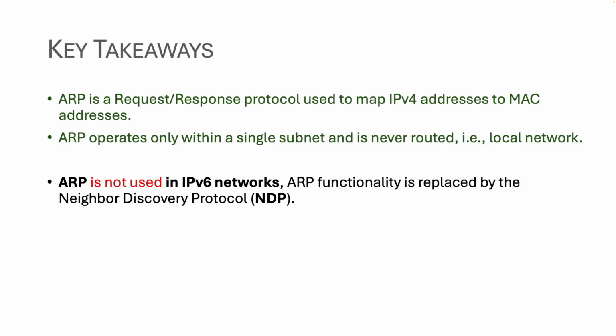Last but not least, in IPv6 networks, ARP functionality is replaced by Neighbor Discovery Protocol or NDP, which performs similar address resolution functions using ICMPv6 messages.